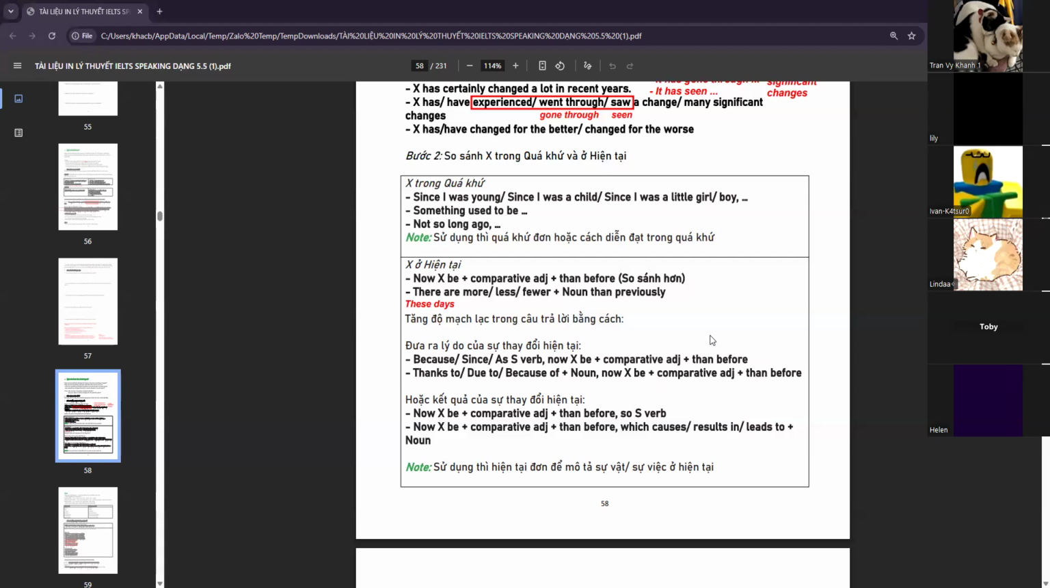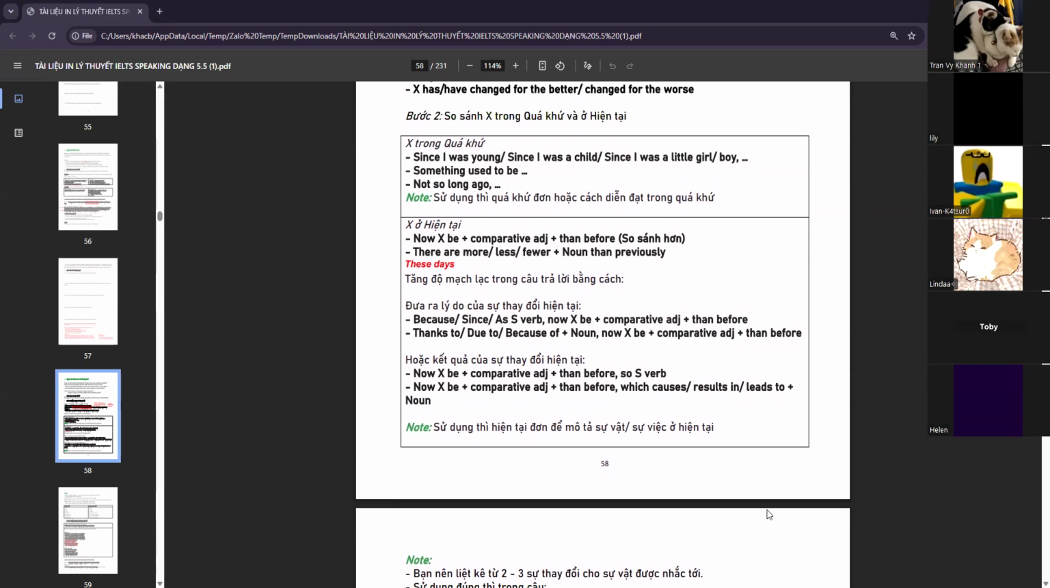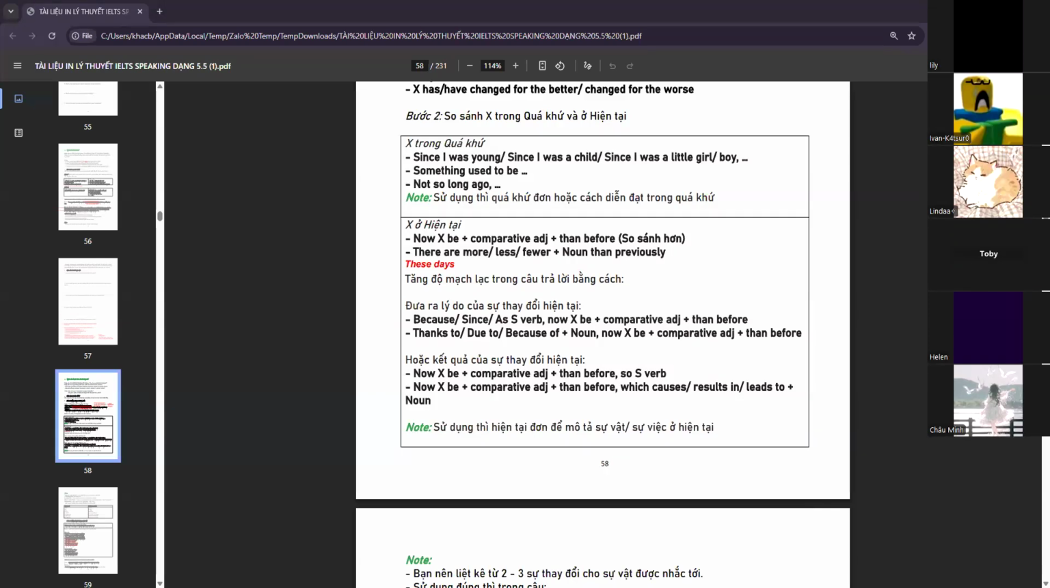So yeah, and you could also say because or as of now, something is more what than before. So, because of industrialization, now my hometown is more developed than before, and you could use now X is more than before. So basically you have a lot of different ways to say things. It's just how you want to say that matters.